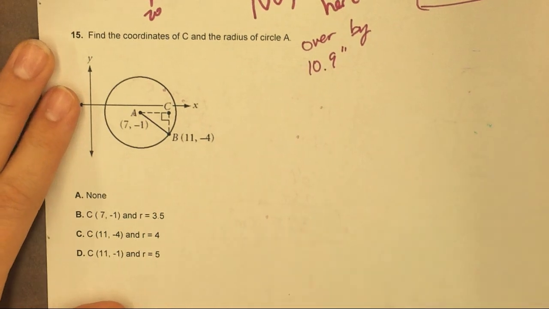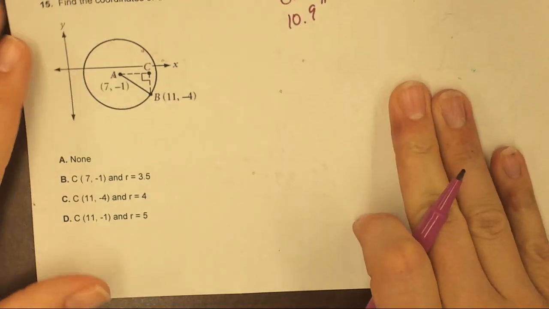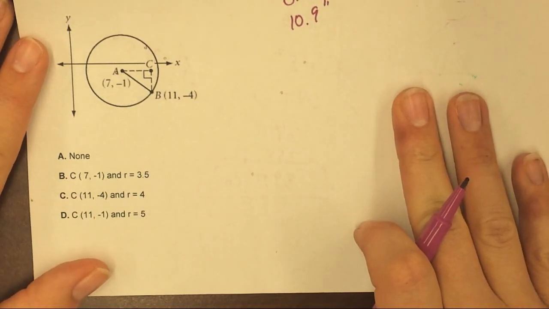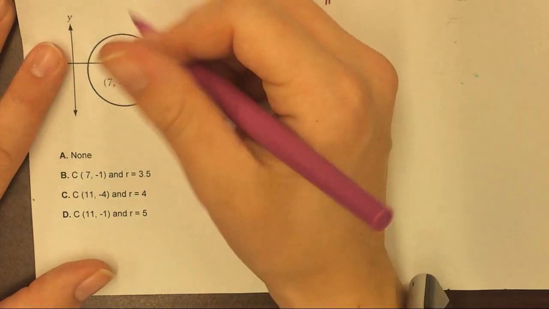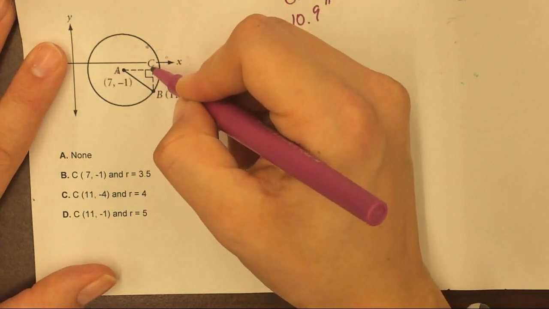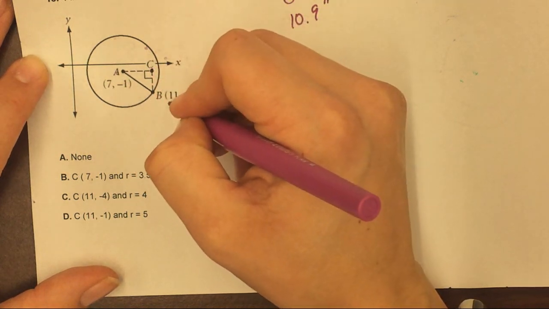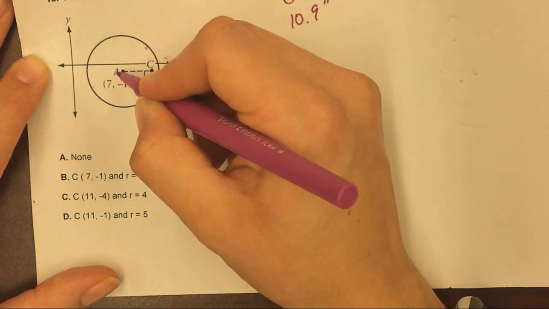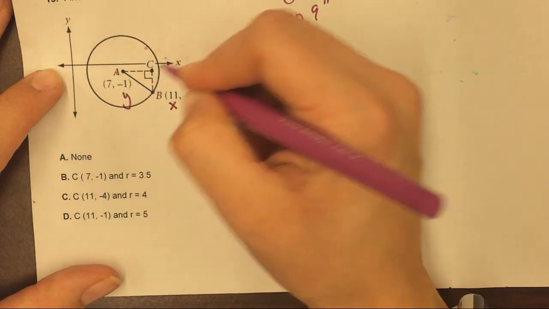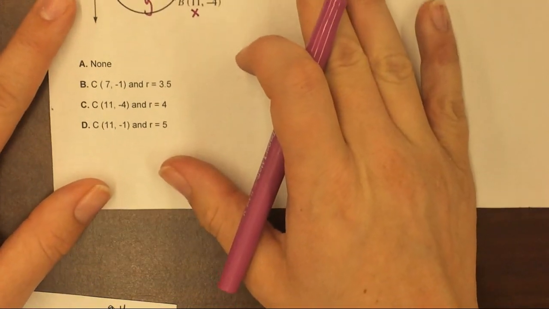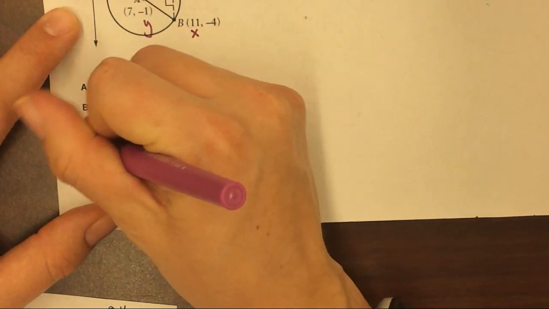Last one. Find the coordinates of C and the radius of circle A. Oh, that's not bad, y'all. Easy peasy, lemon squeezy. So C is right here. The X coordinate would be the same as above B, which is 11. The Y coordinate would be the same as A, which is -1. The only answer choice you've got there is D.